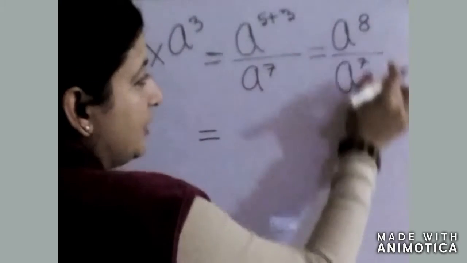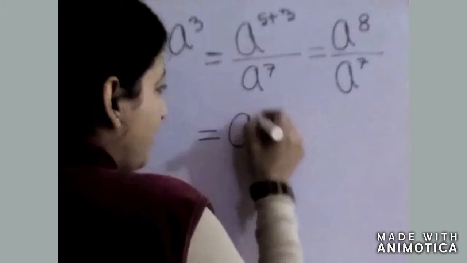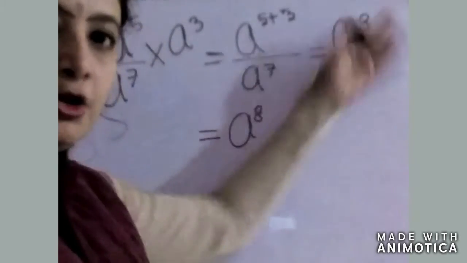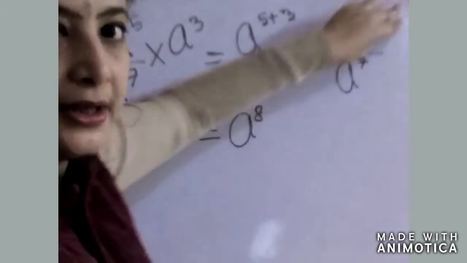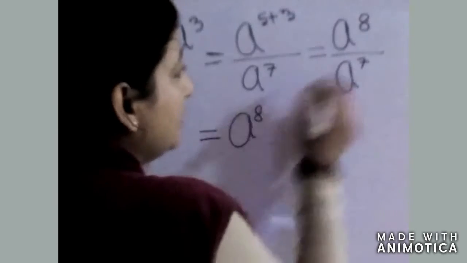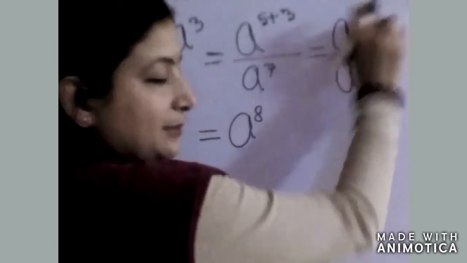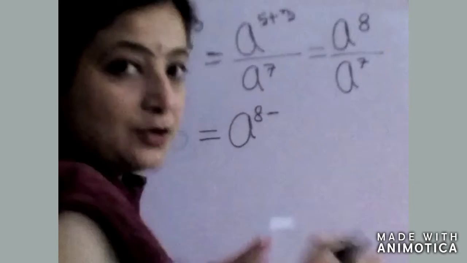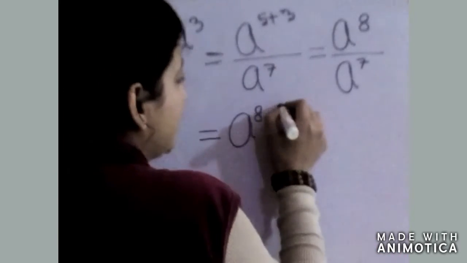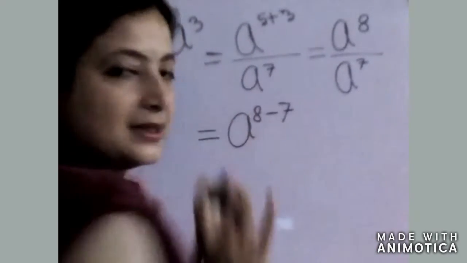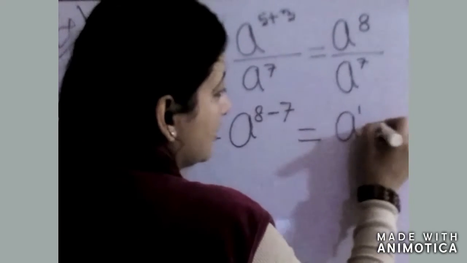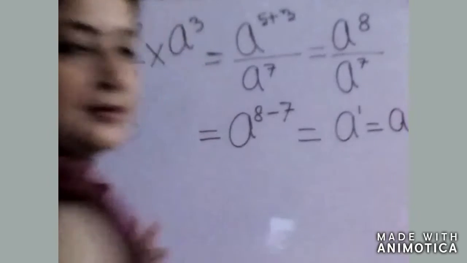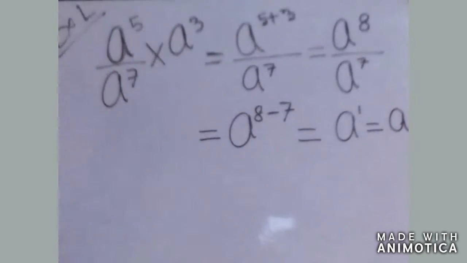Now this is in the numerator, this is in the denominator. If I want to take the denominator into the numerator, then the power will have a minus sign. So it means a to the power m minus n. Just like that, it will be a to the power m minus n. So it gives us a to the power 1, which means simply a. This is the first example.